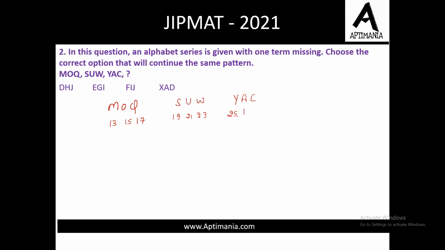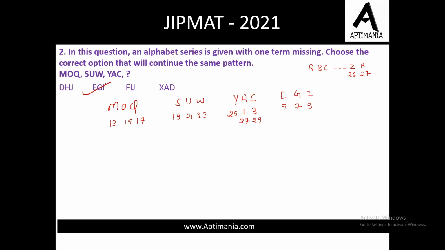A is 1. But then if we consider the alphabet series in cyclic order, so Z which is 26, and after Z it will be A again. Right? So that makes it 27 also. So A can be considered as 1 as well as 27. Right? C can be considered as 3 as well as 29. So 1, 3. After that, if we continue the same pattern, we will have 5, then 7 and 9. Now we know that 5 is E, 7 is G and 9 is I. So E, G, I must be the correct answer.